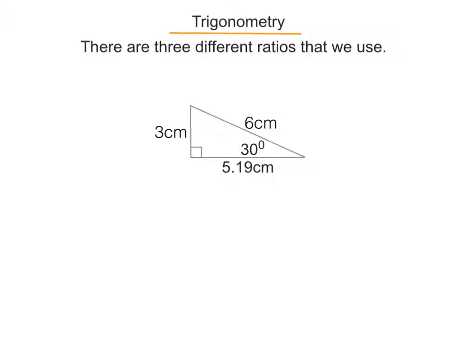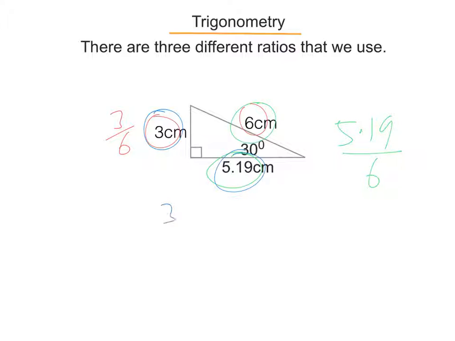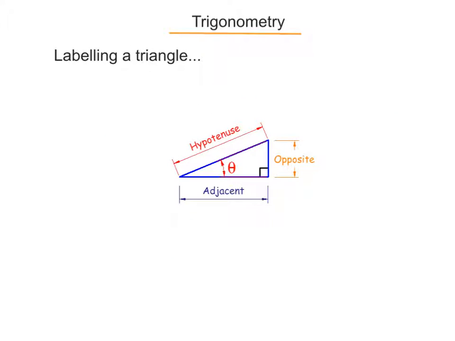There are 3 different ratios that we use when we're doing trigonometry. We can have 3/6 using these two sides. We can have 5.19/6 using those two sides. And we can also have 3/5.19. That gives us 3 different ratios, and because of that we give them 3 different names. So we don't get confused, we use the same names all the time.